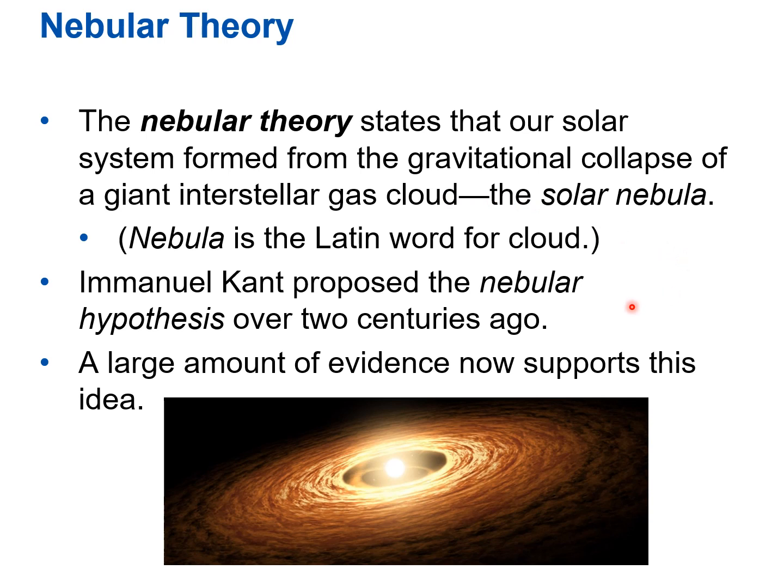Now, this was proposed in the late 1700s by Immanuel Kant. He proposed what's known as the nebular hypothesis. And it's exactly what I just said, that the theory is that our solar system formed from a cloud of gas that collapsed. And there is now a large amount of evidence that supports this idea. So it has gone from being a hypothesis over 2 centuries ago to being a theory because it stood up to rigorous testing of observation.